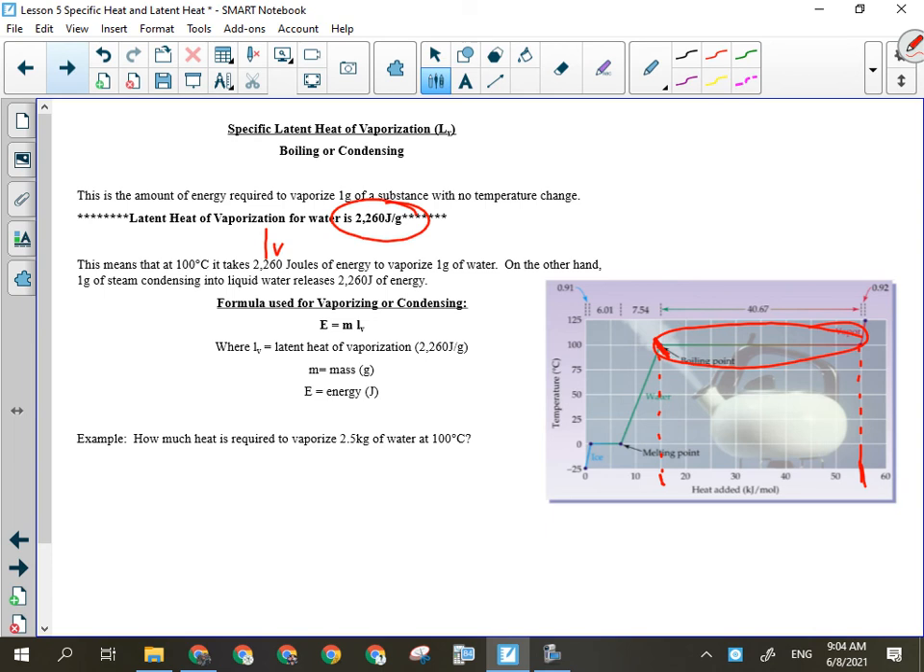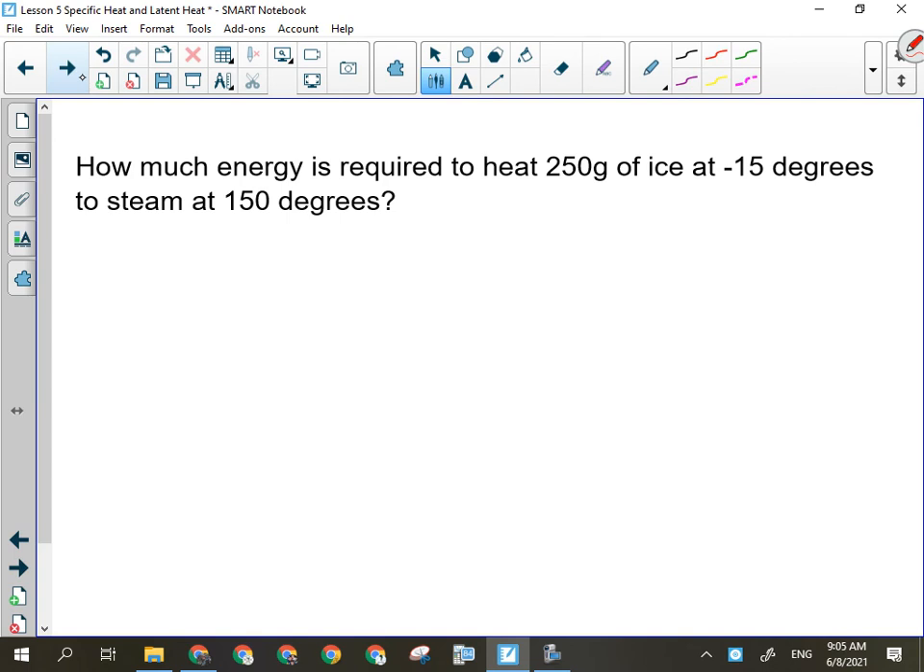All right, so the formula for calculating how much energy would be in this step right here is E equals m times Lv. So the mass, whatever it is in grams, multiplied by 2,260 joules. Everybody with me there? I want you guys to copy that down. We're going to walk through this. This is the kind of problem that you might get for latent heat.